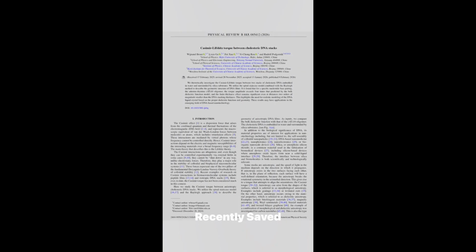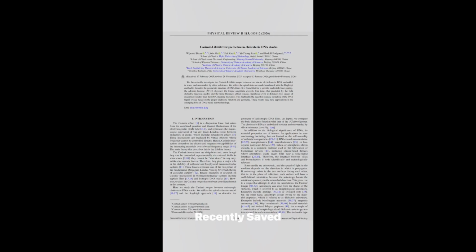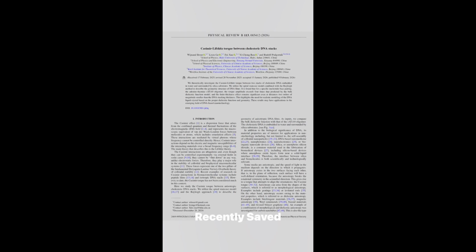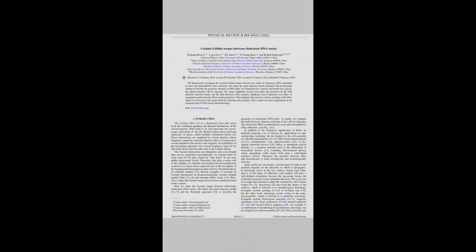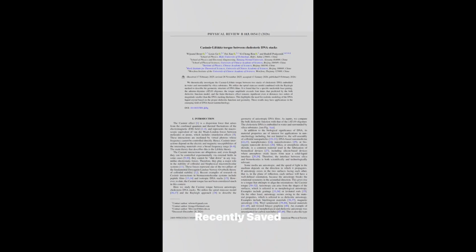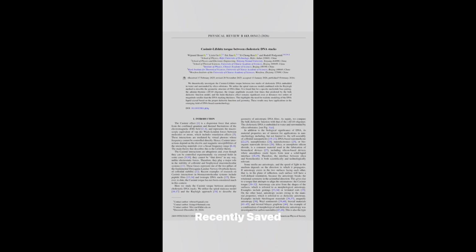So to study this, the researchers used what they call a spiral staircase model to capture the helical geometry of the cholesteric DNA. They also applied the Rayleigh method, which is an effective medium approximation, to model how the DNA cylinders pack together in a hexagonal pattern. Right, and the whole setup is DNA stacks embedded in water and sandwiched between silica substrates. Silica is a common material in biomedical devices, so this setup is pretty relevant for real-world applications.